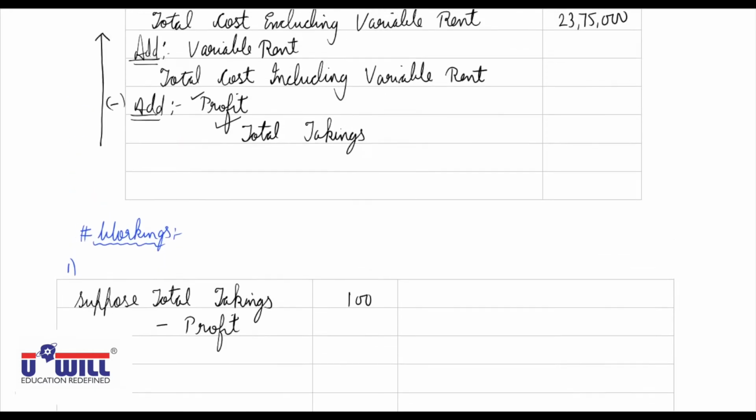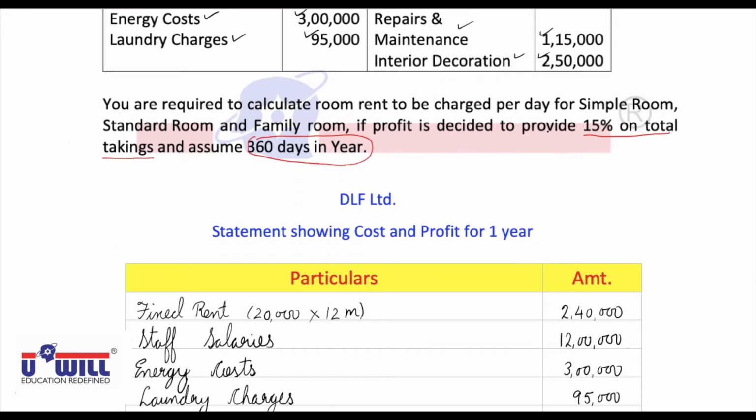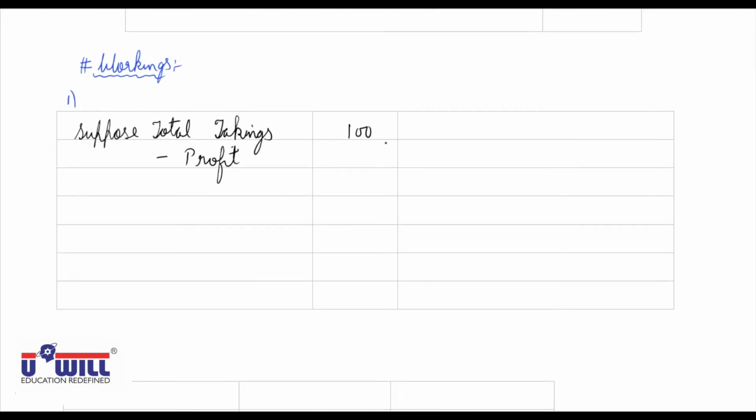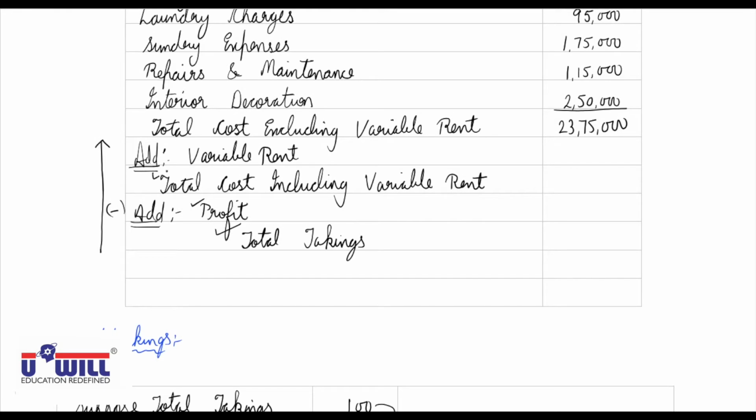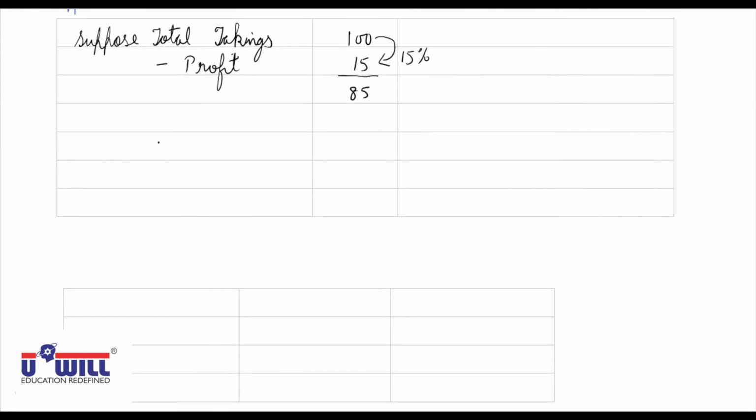Now what is the profit given here? You all can see 15% on total takings. So 100's 15% on total takings would be equal to 15 itself. 100 minus 15, what will this be? 85. If you minus profit, then what we get is the total cost including variable rent. So this 85 is total cost including variable rent.